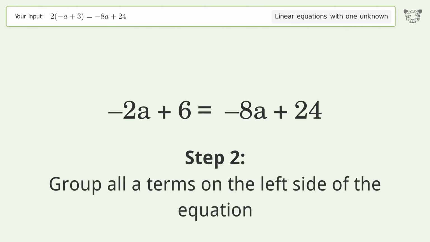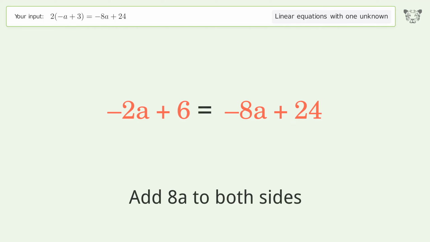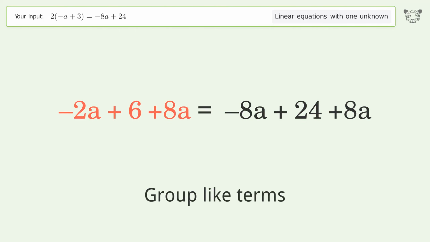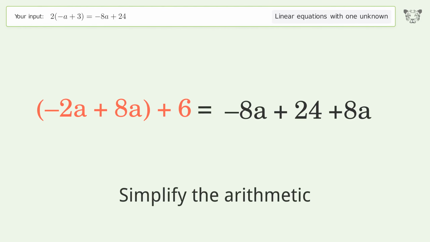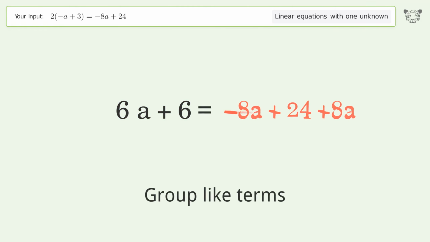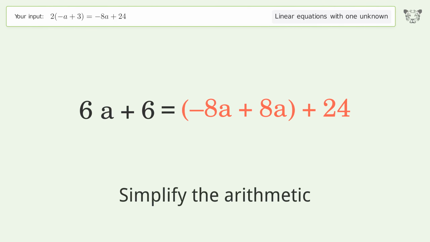Group all a terms on the left side of the equation. Add 8 to both sides. Group like terms. Simplify the arithmetic. Group like terms. Simplify the arithmetic.